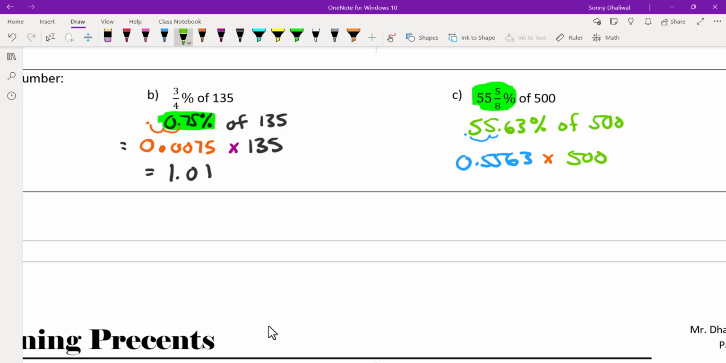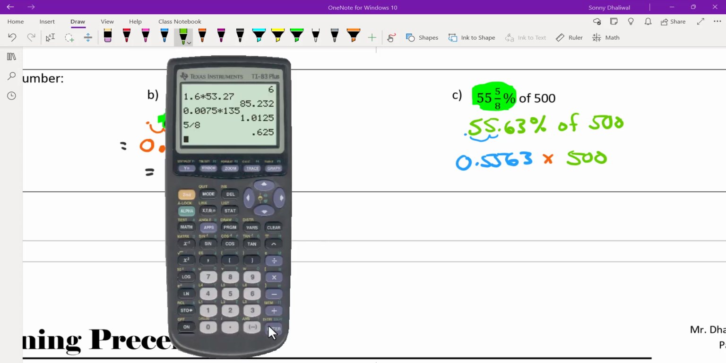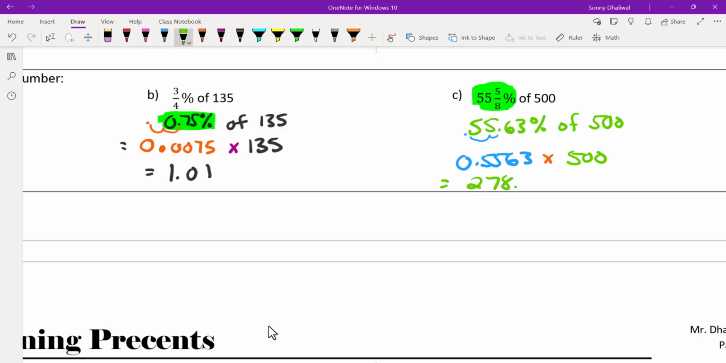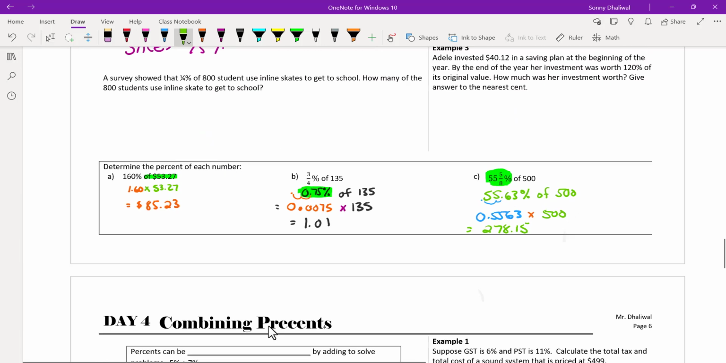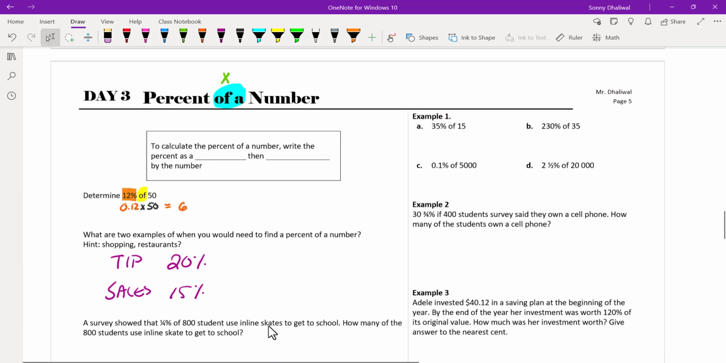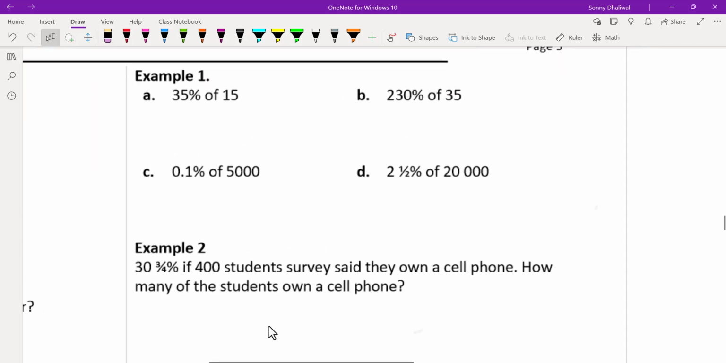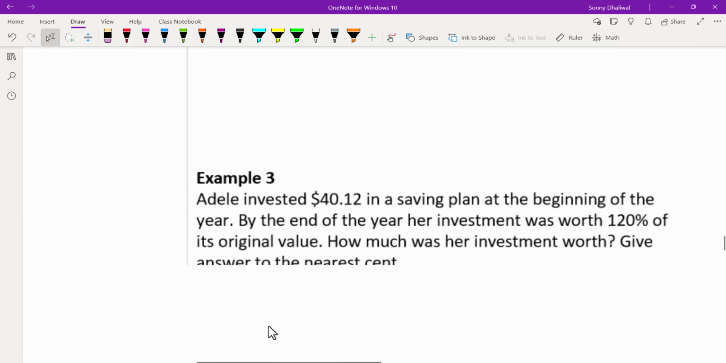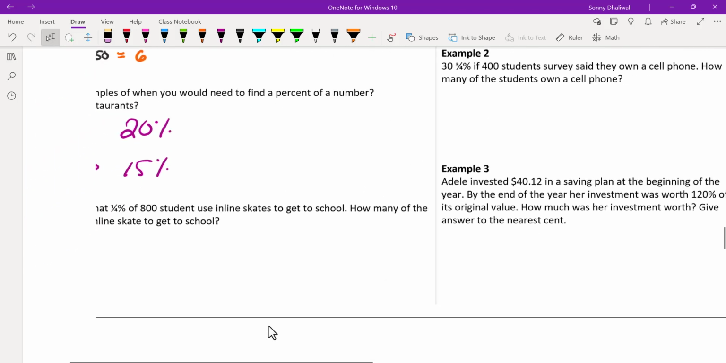Right? I'll turn the percentage into a decimal. All right. So we do that calculation. I didn't do this because I know many of you guys don't have it. 0.5563 times 500. All right. 278.15. All right. Okay. So let's see. I'll save these questions for next day to warm you guys up with. Let's go.